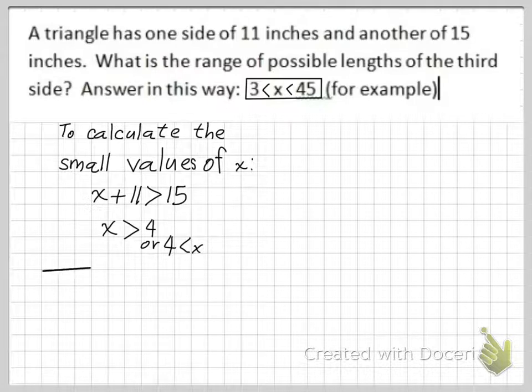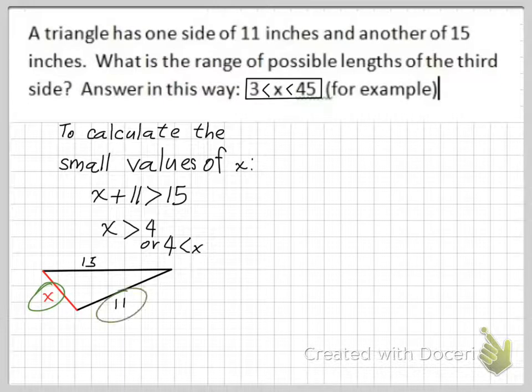Just to give you a little explanation here, you can have that, and then let's say this. This would be your x value, and this would be 15, and this would be 11. So again, you have to combine with your partner 11 to prevent the schoolyard bully from taking your lunch money. And that gives you the statement 4 is less than x.